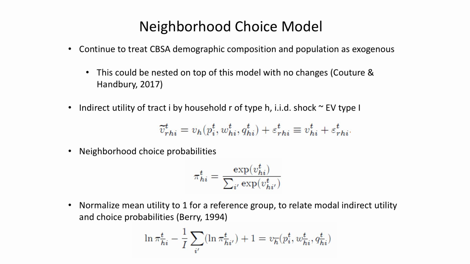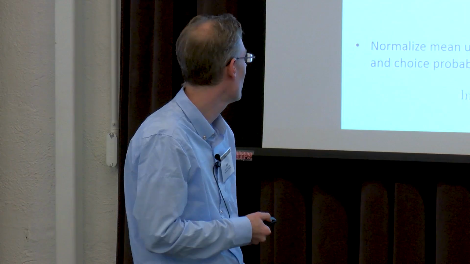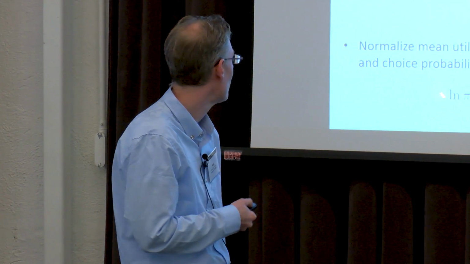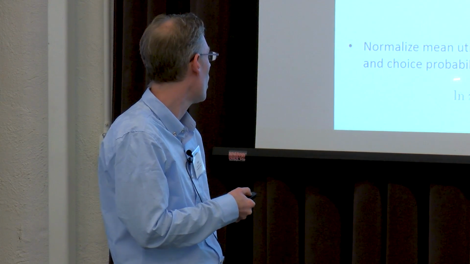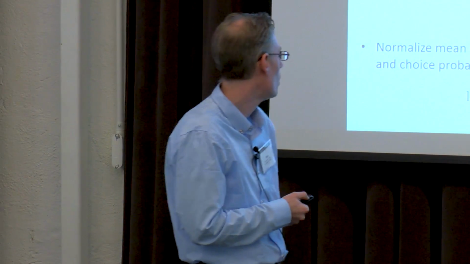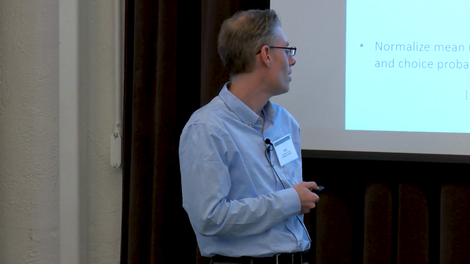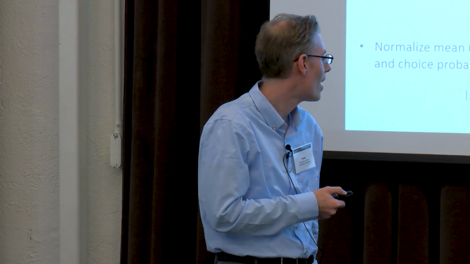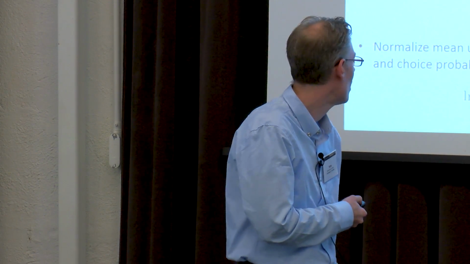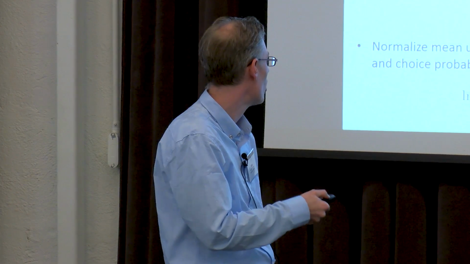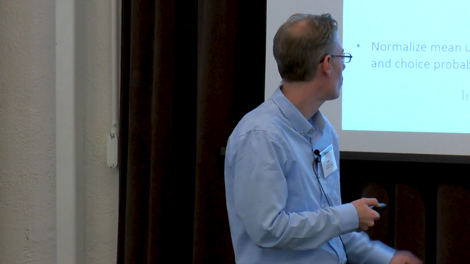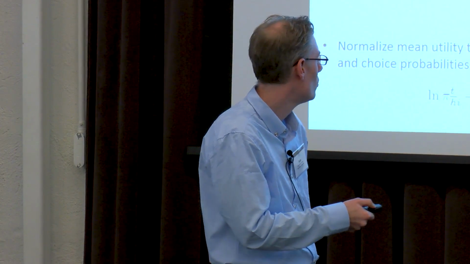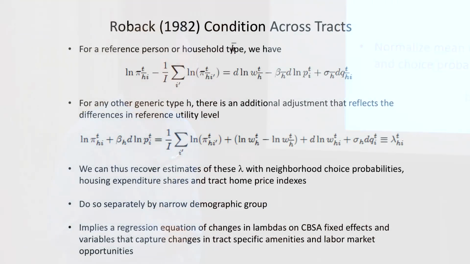and then invert as in Berry 94 to get this, where it depends on the log fraction of people living in census tract I with some adjustment factor, sort of a constant adjustment factor, which is just the modal indirect utility.